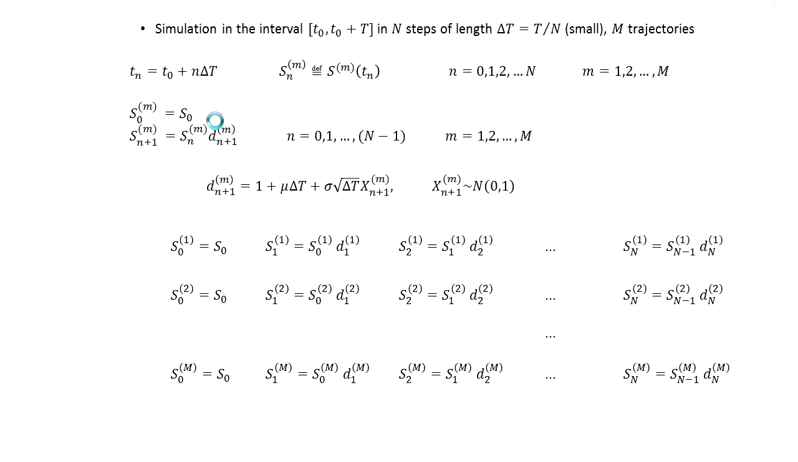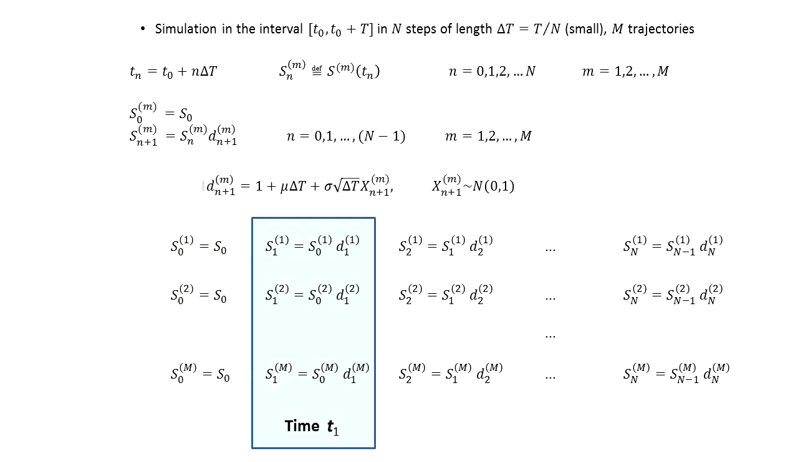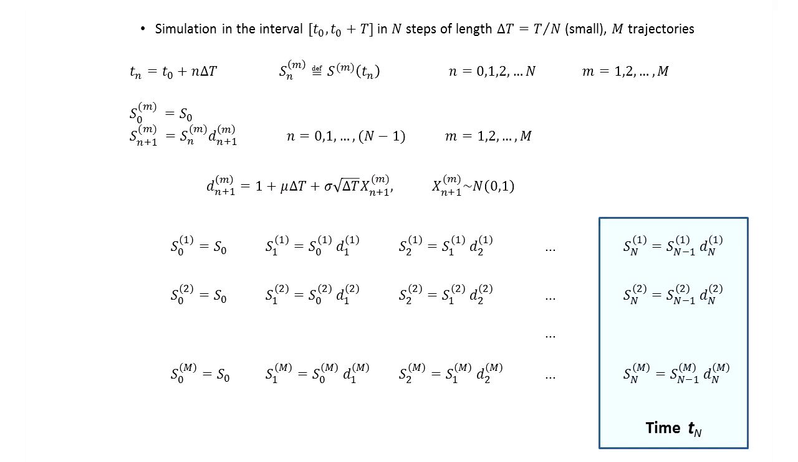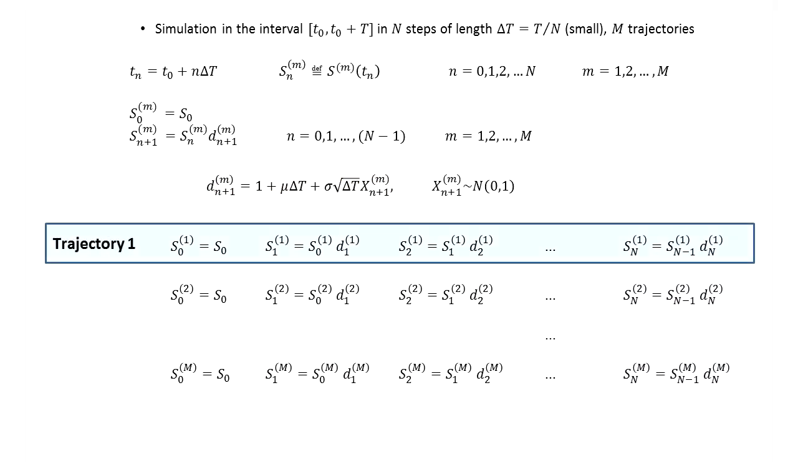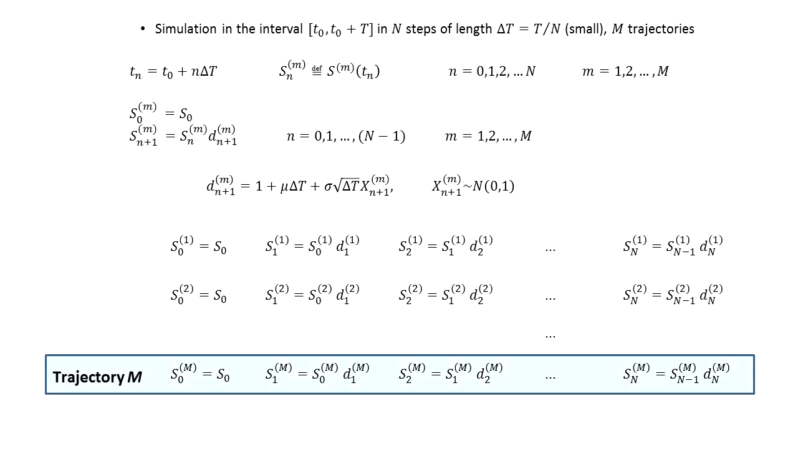Basically, it tells us that all trajectories start at S0, and then we'll use this instruction to generate the trajectories at time t1 from the trajectories at time t0. This we do by multiplying the value of the trajectory in the previous time step by these factors. From the values of the trajectories at t1, we can obtain the values of the trajectories at t2, and so on until the end point of the simulation. And we'll do that for all trajectories, the first trajectory, second trajectory, and the Mth trajectory.